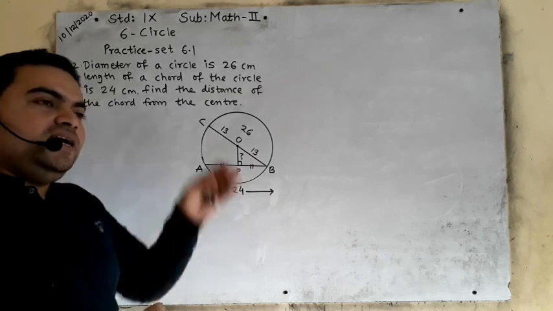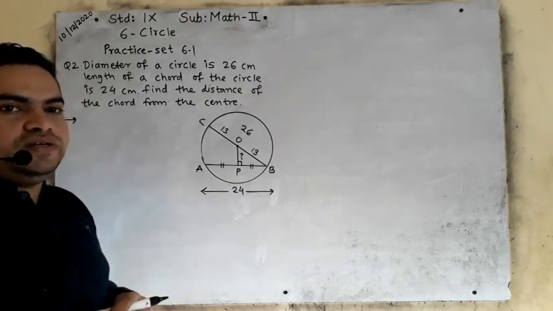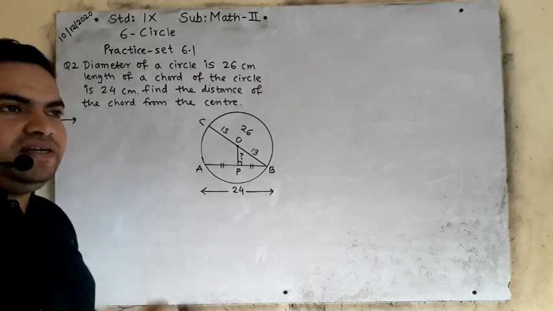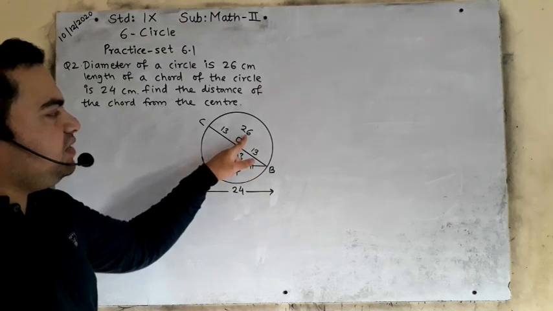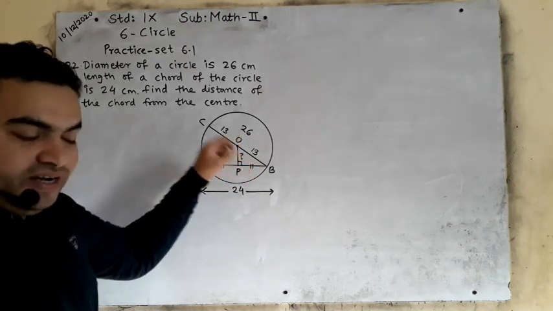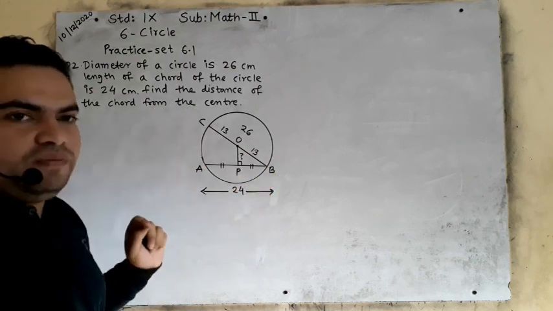Radius is half of the diameter, right? So we will write radius is equal to diameter upon 2, that is half of the diameter. The diameter is 26, so what is half of the diameter? Half of 26 is 13. So OB will be 13, and OC also will be 13.